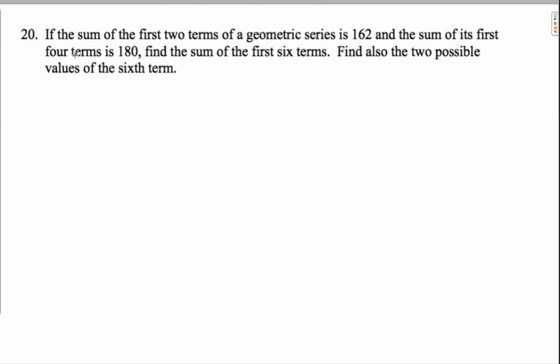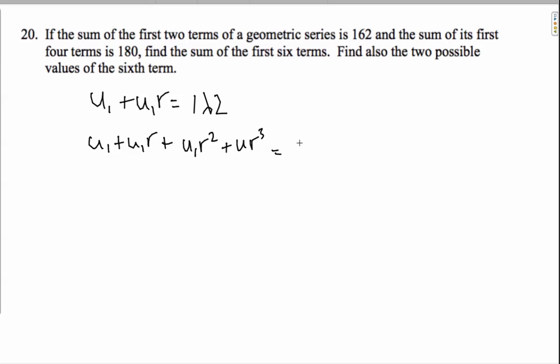Okay, here we go. Number 20 from the geometric sequence and series scenario. So the sum of the first two terms of a geometric series, well, I know that's going to be u1 plus u1r. That has to be 162. And I know if it's the first four terms, well, the first term plus the second term plus the third term plus the fourth term has to be 180.